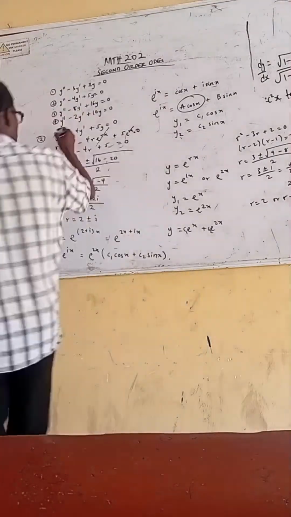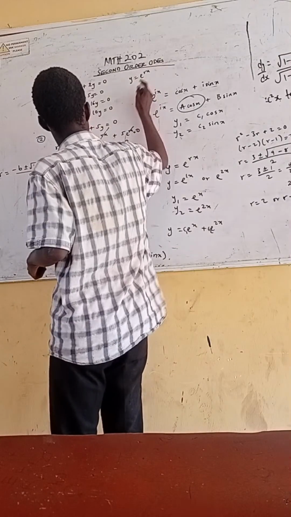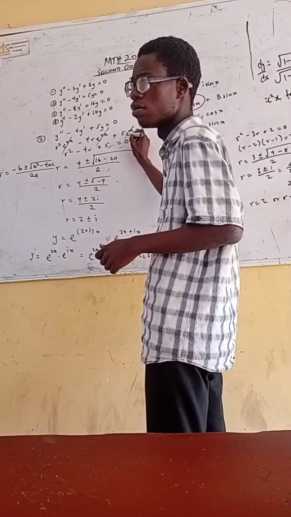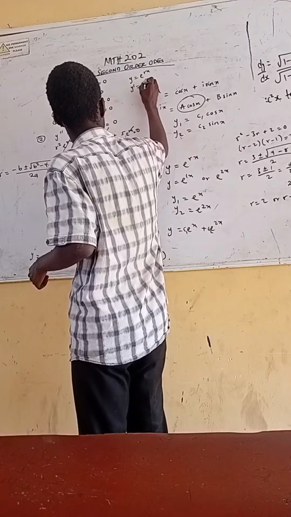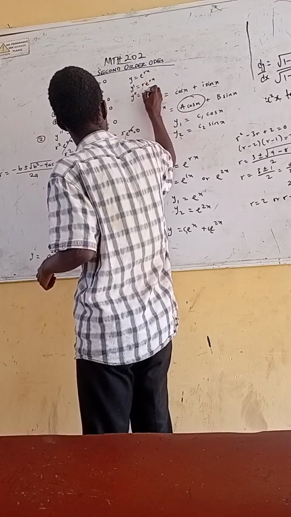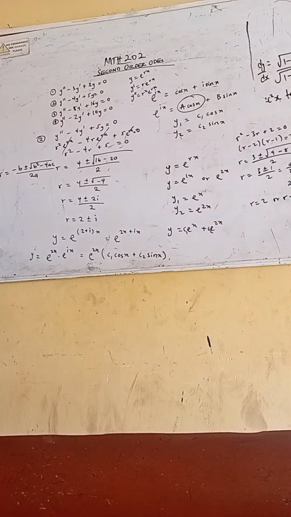It's just y equals e raised power rx. y prime equals r e raised power rx. y double prime equals r squared e raised power rx. That's it, so you can go through it. Sorry about that. So the third one, can we go for the third one? Let's go for the third one.